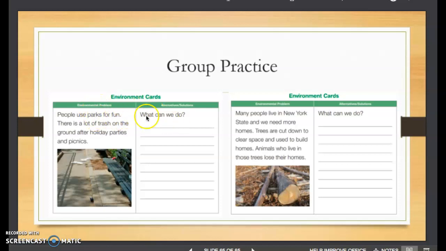This is something that we can do. That is an alternative to having clean parks. Instead of having dirty parks after parties and picnics, we can have a neighborhood cleanup crew go once a week or once a month and pick up the garbage.